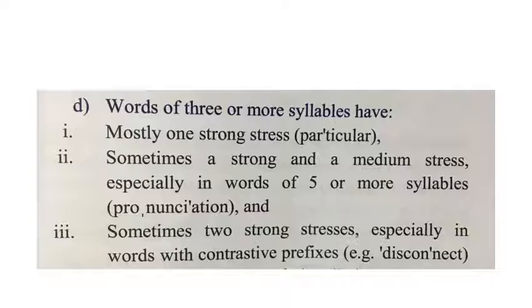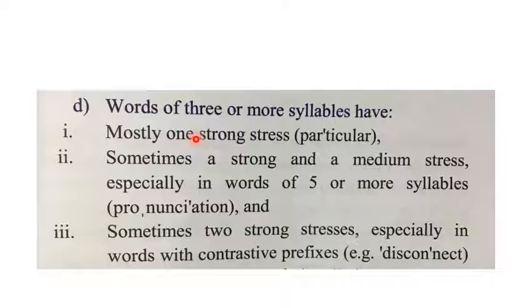Let's see the stress. Now rule number one: mostly one strong stress. في هدول الكلمات بيكون عندي بالغالب one strong stress. Example: particular particular. تمام. stress على المقطع الثاني. Sometimes a strong and a medium stress. حكينا أغلب الأحيان بيكون عندي one strong stress. Sometimes بيكون عندي medium و strong stress, especially in words of 5 or more syllables. خاصة إذا كانت الكلمة من 5 مقاطع أو أكثر بيكون في مجال لأنه يكون عندي strong stress و medium stress.